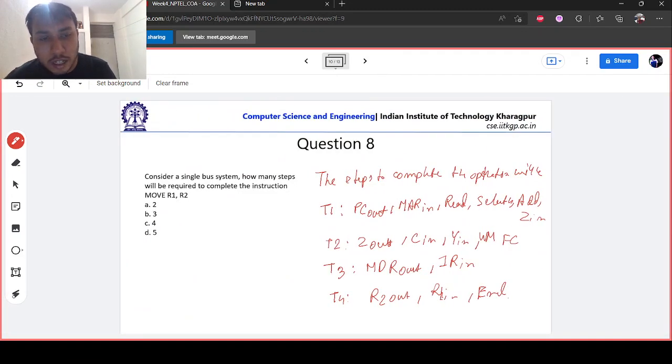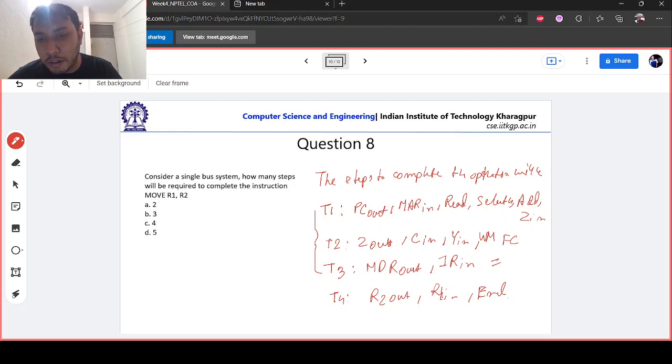The same is done where T1, T2, T3 do the same operation, that is fetching the instruction using MAR and MDR from memory. Next, after this step, it does the decode.